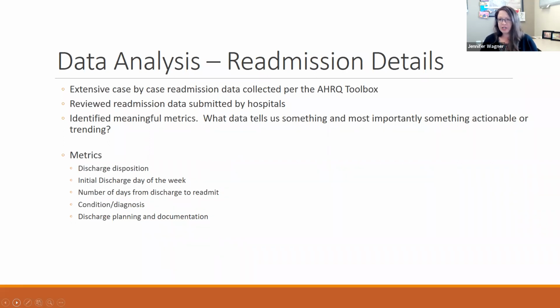And if there's no action we can take on it and it's not telling us something important, let's move that off to the side and not spend time on it. So the metrics for readmissions that we drilled down to were the patient's discharge disposition, the day of the week that they were discharged from the initial visit, the number of days between discharge and readmission, condition and diagnosis, and what discharge planning and documentation processes were complete.